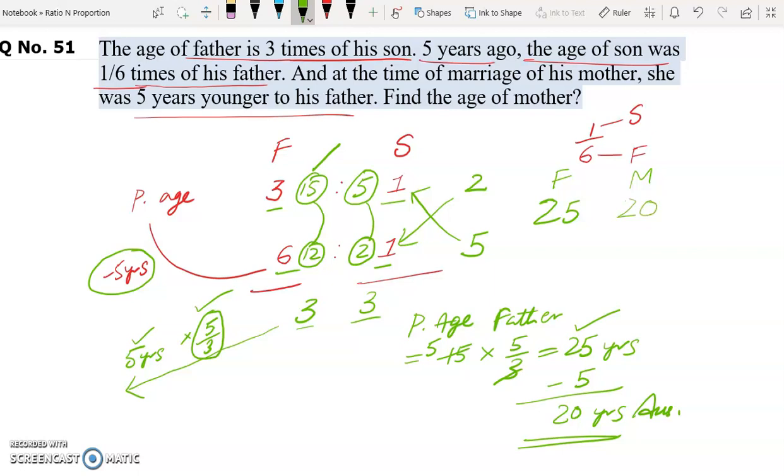Let's say after 5 years what will happen? After 5 years father will be 25 plus 5 which is 30. Mother will be 20 plus 5 which is 25. So the difference will always remain same. 25 minus 20 is 5. 30 minus 25 is 5.